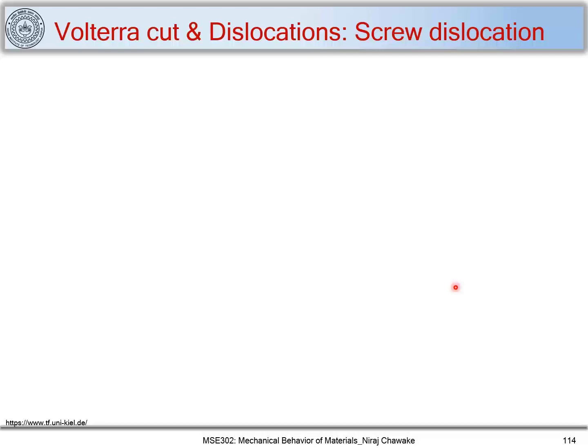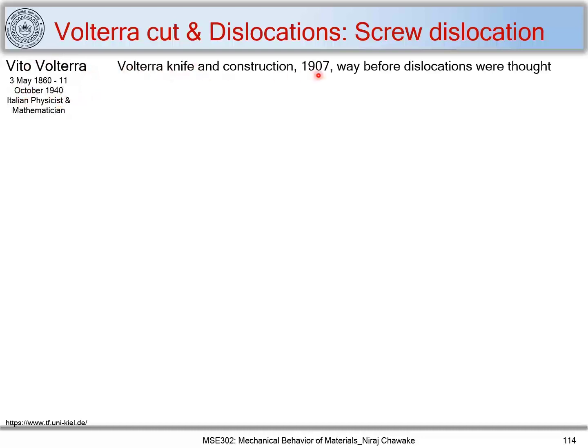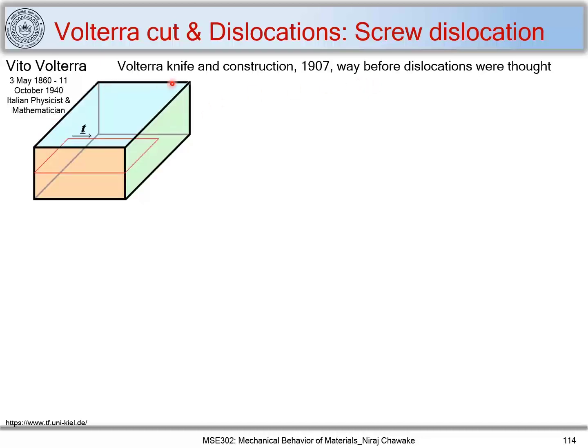Before that, let me introduce a term called the Volterra cut. This kind of cut was made into continuum solids by Vito Volterra, and he did it in 1907. That is way before dislocations were thought. If you remember, in the last part we said that dislocations were thought of in 1934. Volterra proposed that there may be dislocations or defects in continuum solids. He took a solid like this and made a square cut, which is marked here in red, and he called this a tangent vector.